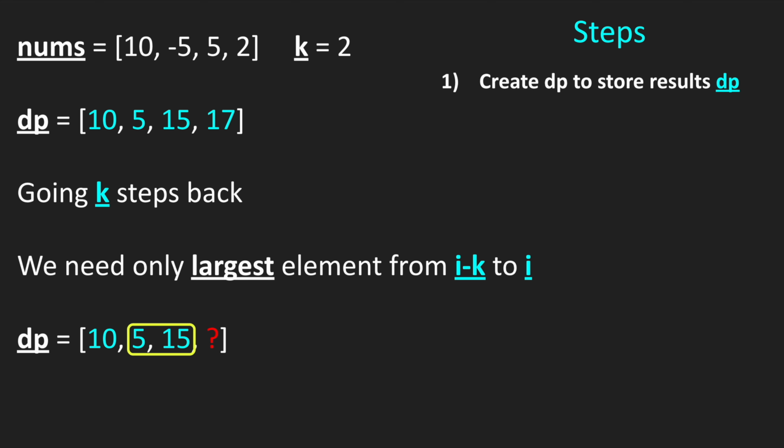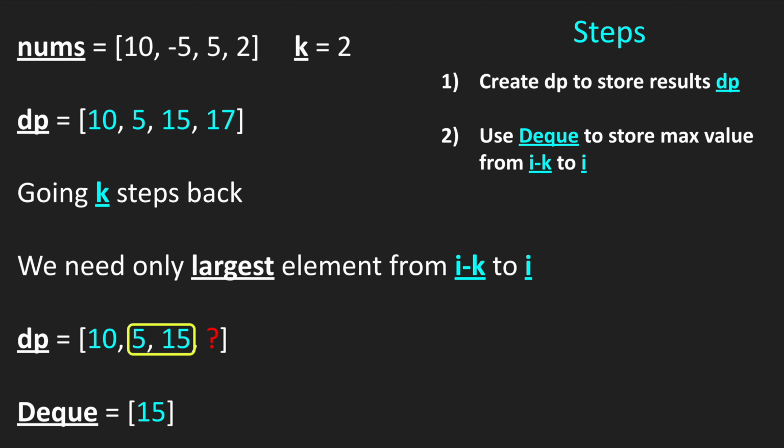In order not to go back k steps, because in our case k is equal to 2, but we may have a case when k is equal to 50, and then for every case we would need to go back that many steps, we are going to use a deque, where we store the max value from I minus k to I. At each step we exclude the leftmost element, and keep only the maximum element within that window.